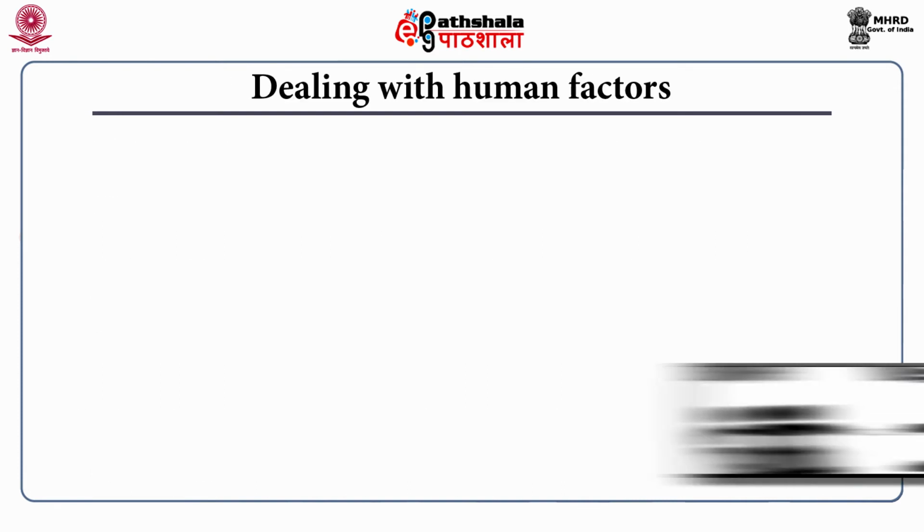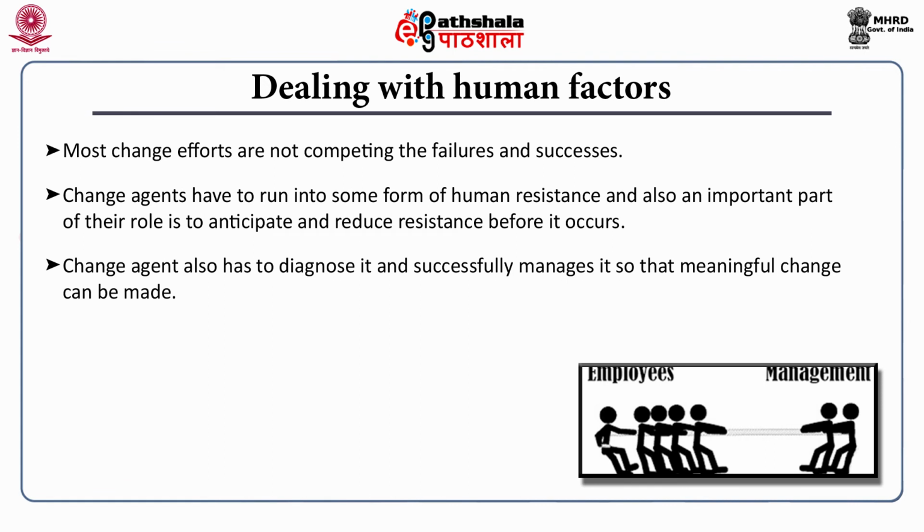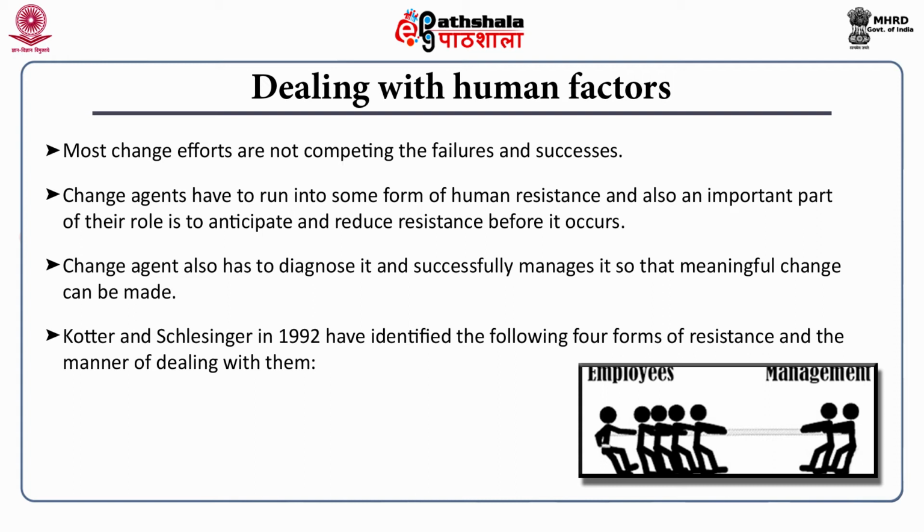Dealing with human factors. Most change efforts are not completely a failure or a success. They often encounter problems such as taking too much time, costing more than anticipated, and many more problems. Change agents have to run into some form of human resistance, and an important part of their role is to anticipate and reduce resistance before it occurs. Kotter and Schlesinger in 1992 have identified the following four forms of resistance and the manner of dealing with them.